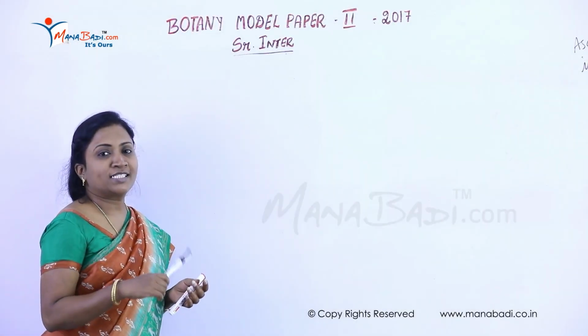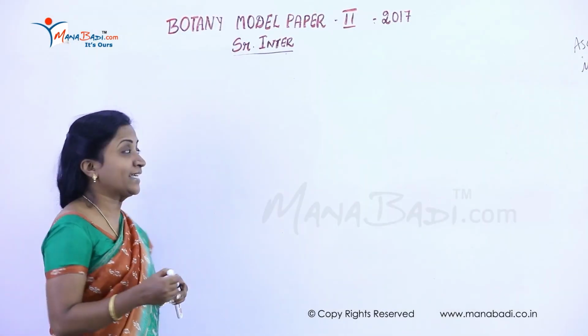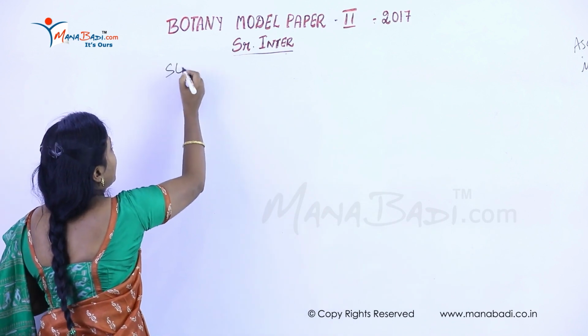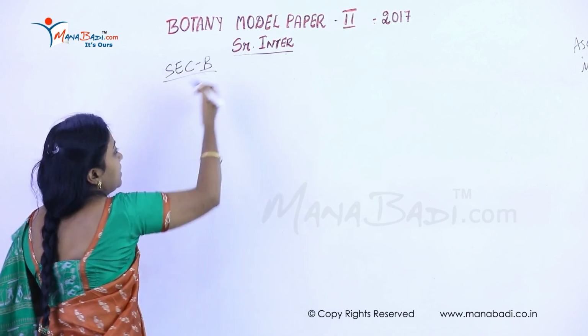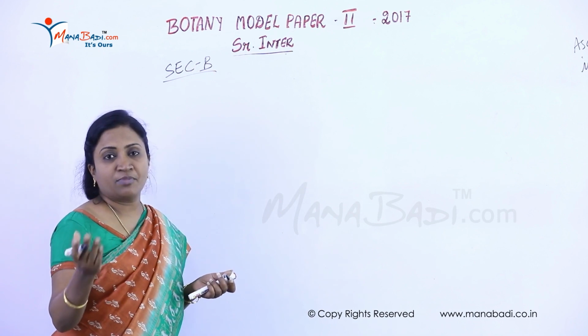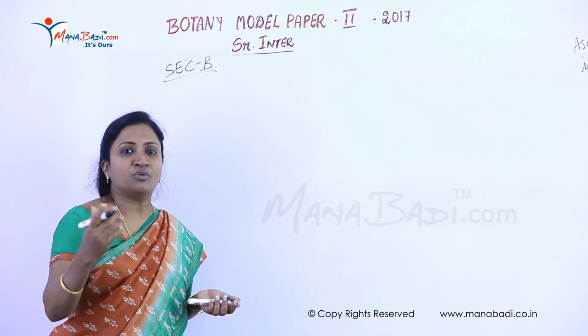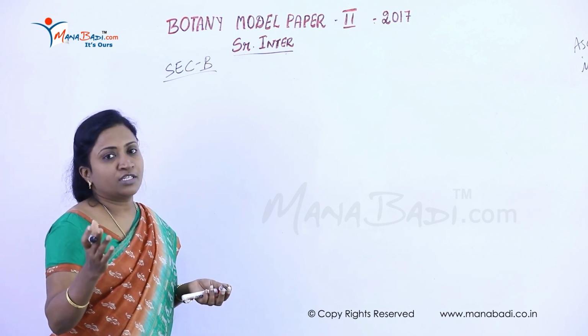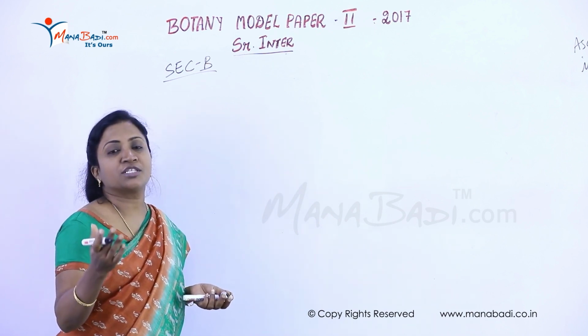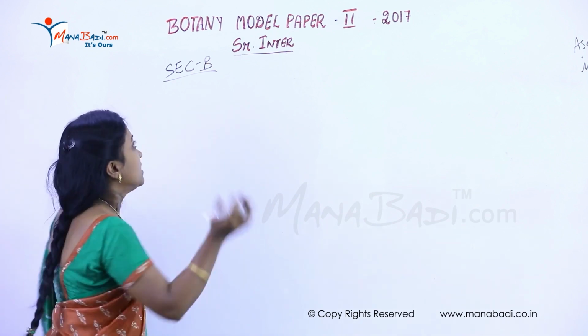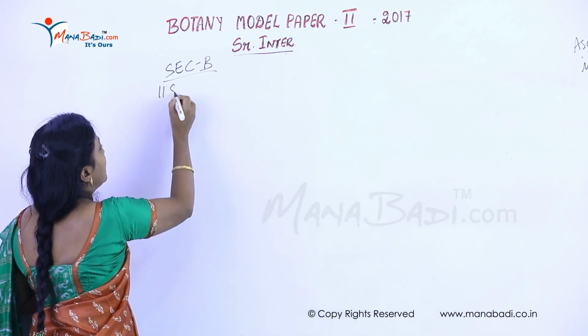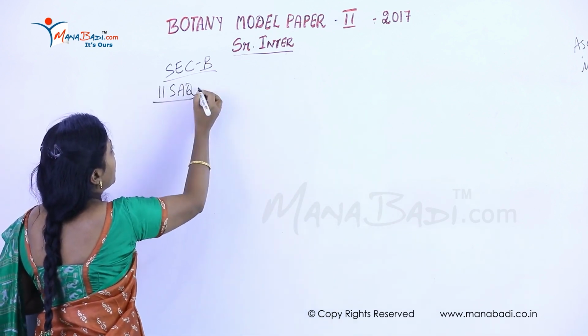Now we'll start discussing the second section, Section B. As I said earlier, Section B consists of 8 questions, numbered from 11 to 18. Out of these you have a choice, and each question is going to carry 4 marks. Okay, so now the 11th SAQ.